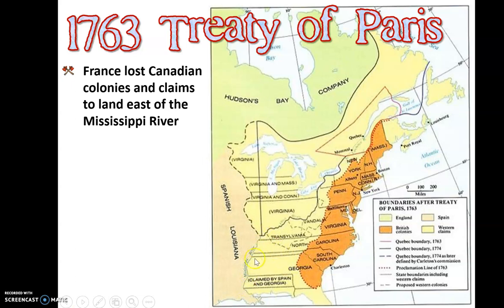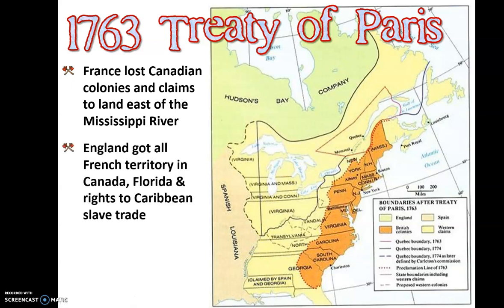Now, here's the Mississippi River right here. So they lose all of their territories east of the Mississippi River, and that belongs to the British after the French and Indian War. England got all of the French territory in Canada, in Florida, and rights to the Caribbean slave trade. This dotted line that goes from Maine all the way down to Georgia is actually called the Proclamation Line of 1763, and it separated the British colonies from the French colonies at the time.